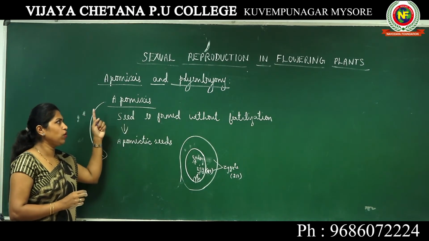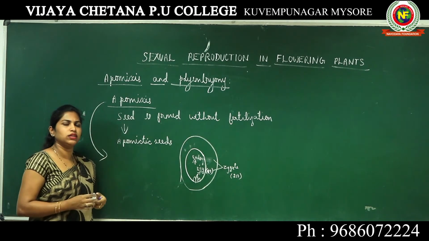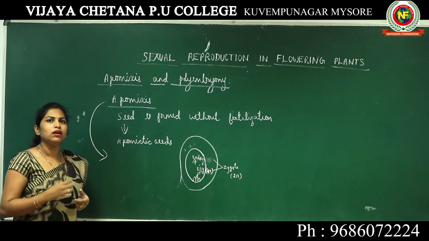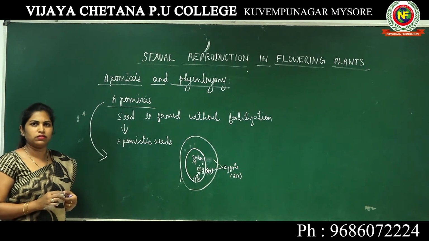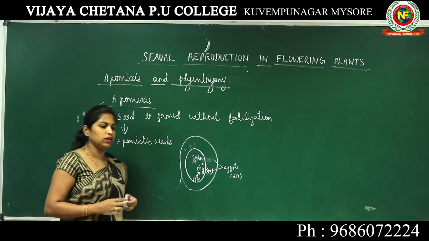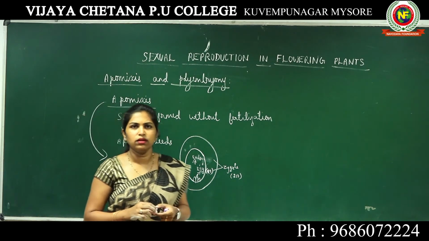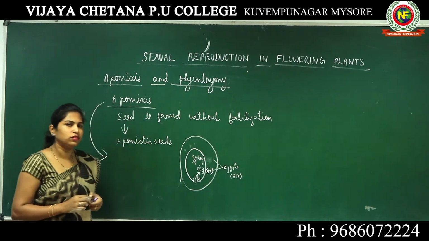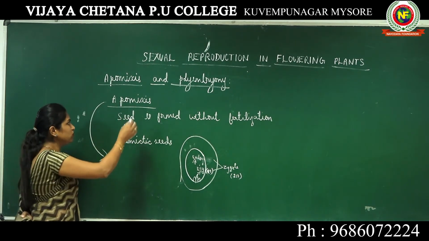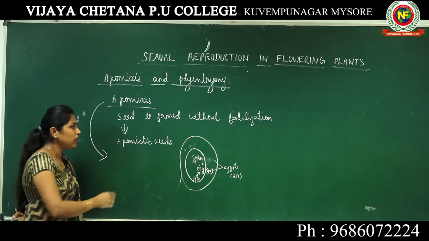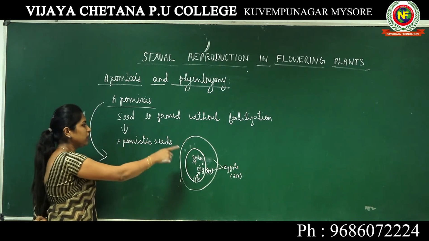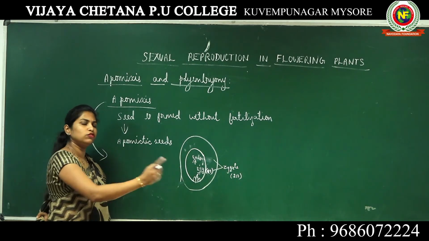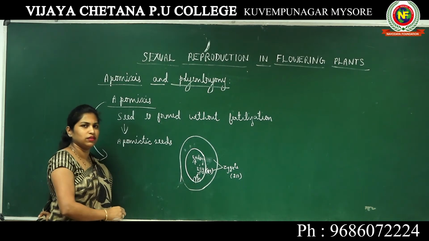Apomixis is a very important process now encouraged in the field of hybridization experiments, especially in plant breeding techniques. In crop improvement programs, they are using this process known as apomixis. As you all know, in this process, there is no fertilization. There is no male gamete coming and fertilizing the egg.